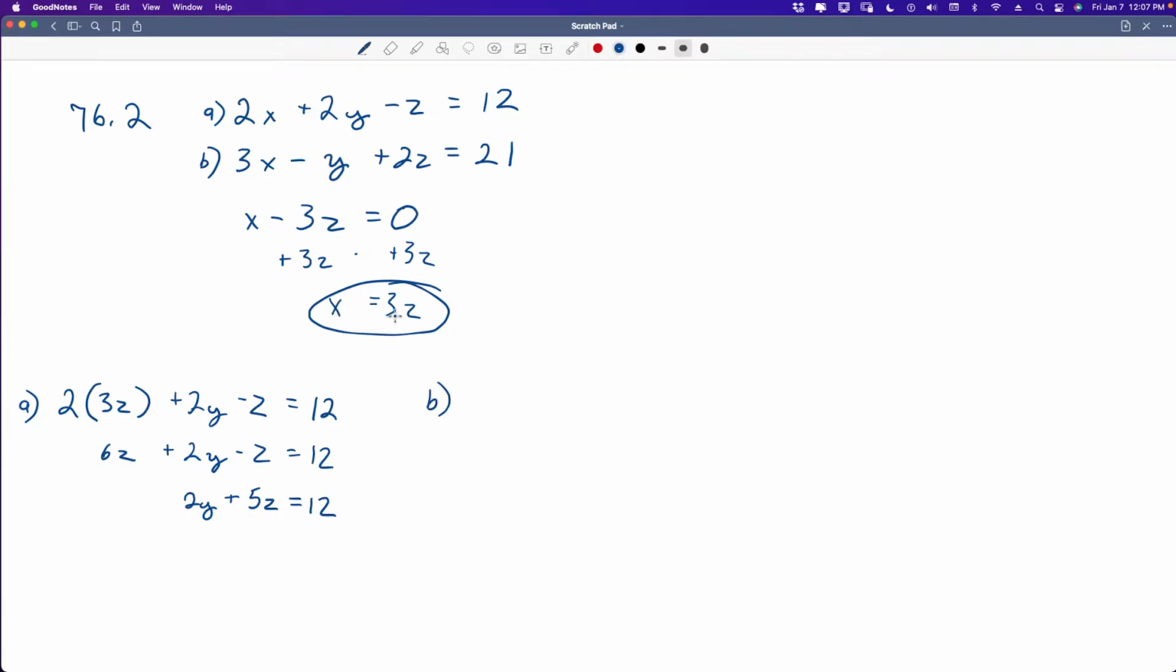And we know what x is. X is 3z. So we could say 3 times 3z instead of 3x minus y plus 2z equals 21. So 9z minus y plus 2z equals 21. So we could say 11z minus y equals 21. Now we have our two equations that we can use in elimination.